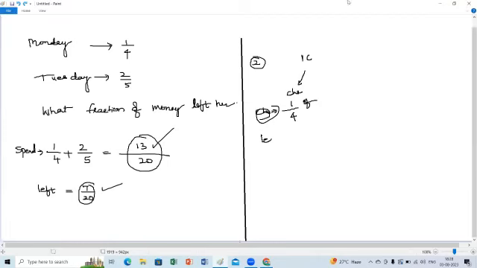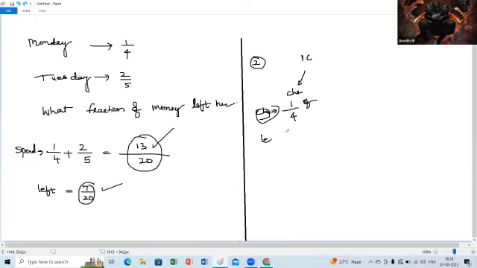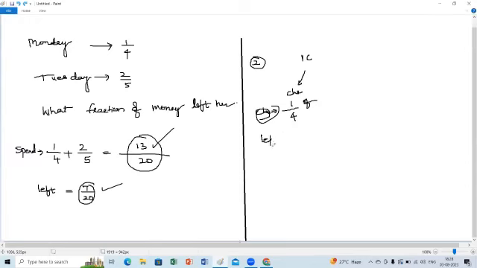Teacher: 2.5, 1 minute. How much is left? The left portion is 3 by 4. What did he give to Rohan? Rohan's share is? Rohan, how much? 1/3 of the leftover. What is the leftover part?